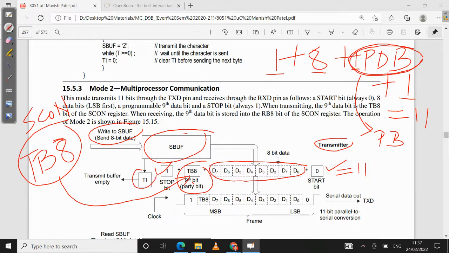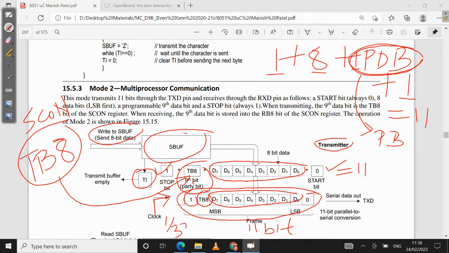Okay, the function of TI is the same as we saw in mod 1. Then after that, what will happen? Then you have a frame. Can you see the frame which is of 11 bits? 1 plus 8 plus 1 plus 1, so 11. An 11 bit frame. And you have a clock. In mod 2 it is either 1 upon 32 of the crystal frequency, or 1 upon 64 of the crystal frequency. And then it is transmitted.